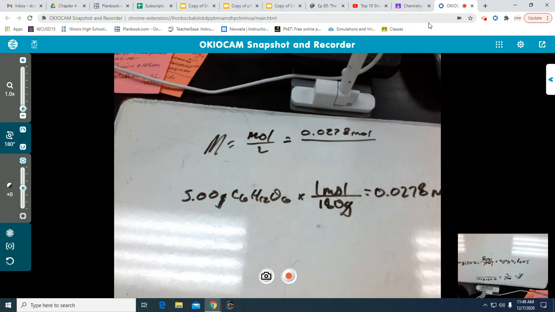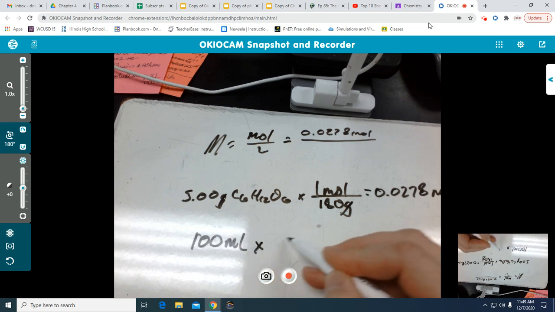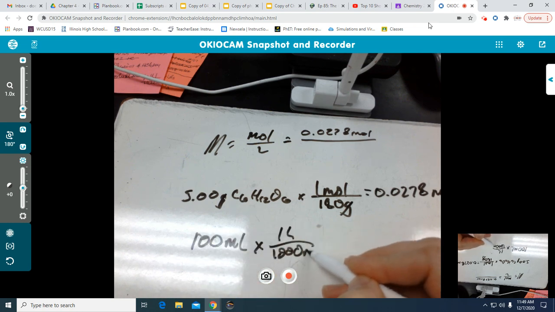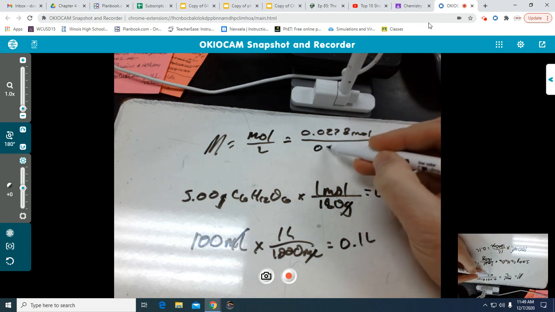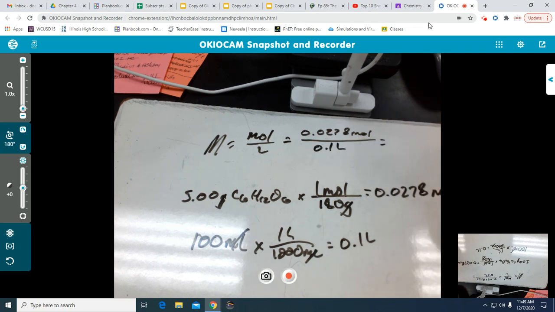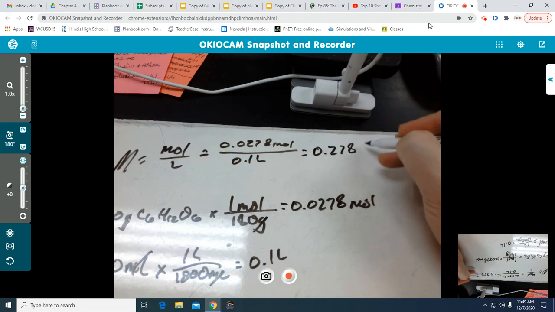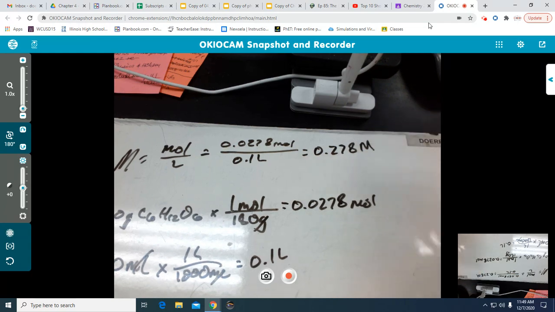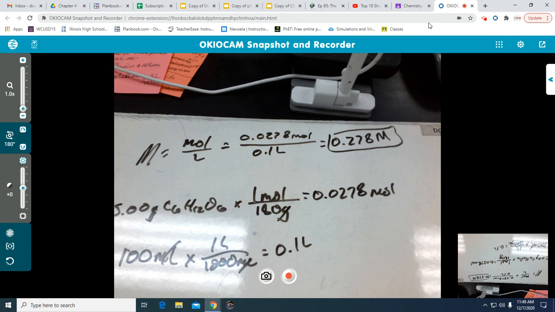And we have 100 milliliters that we need to convert to liters. Milliliters cancels out, and we're left with 0.1 liter. So we put that in our formula. And if you want to pause right now to calculate this, go ahead. But you should have a final answer of 0.278 capital M. And that is your answer for that problem.